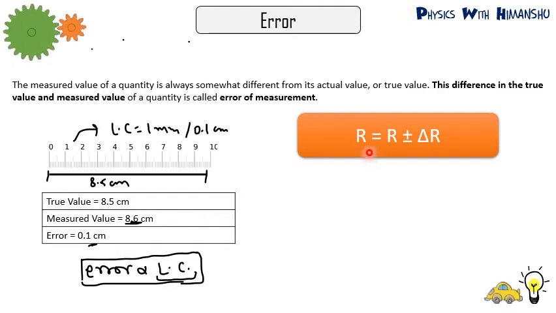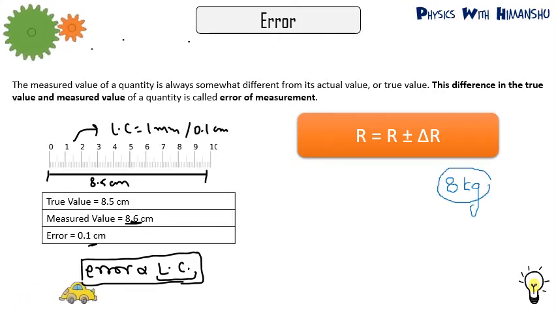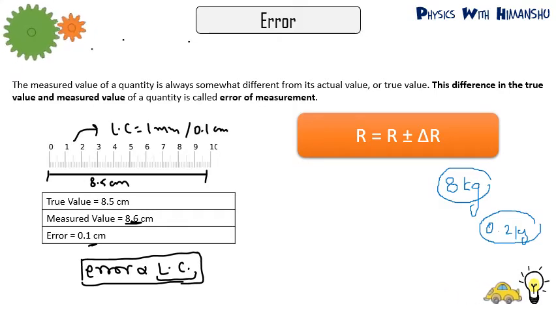While reporting any quantity, you have to write the value of the quantity and the error associated with that quantity. Suppose you measured mass and it comes out to be 8 kg, and it is given that the error can be 0.2 kg. It means the real value can be 0.2 less also or 0.2 more also. So what you have to report is 8 plus minus 0.2 kg.